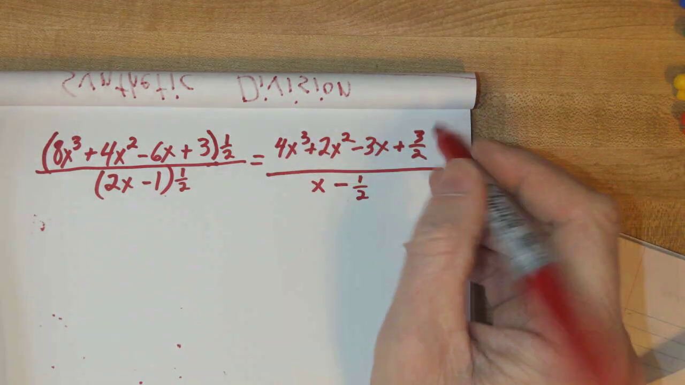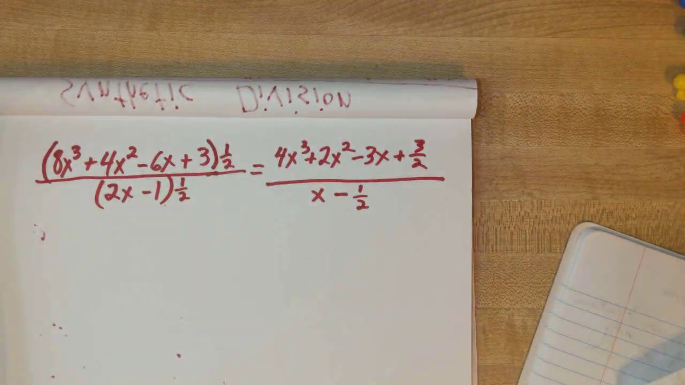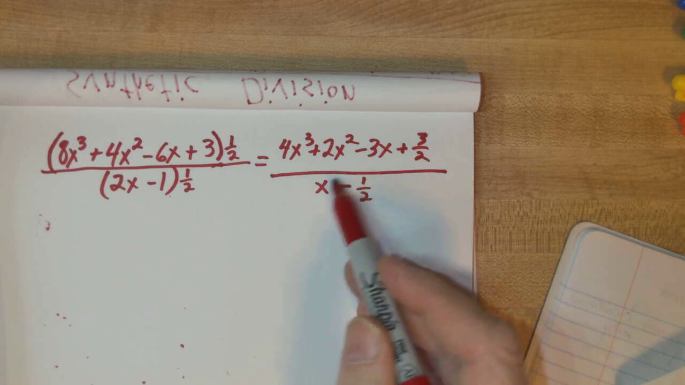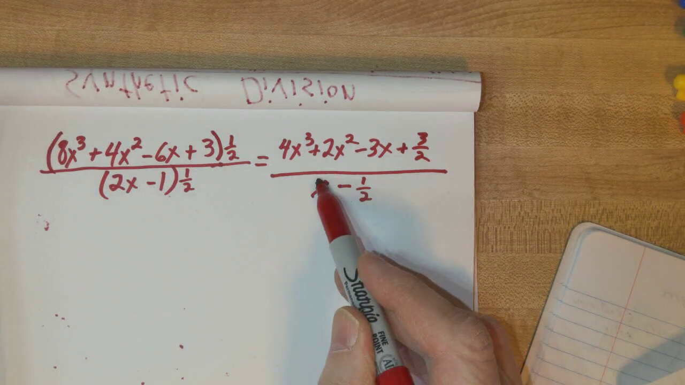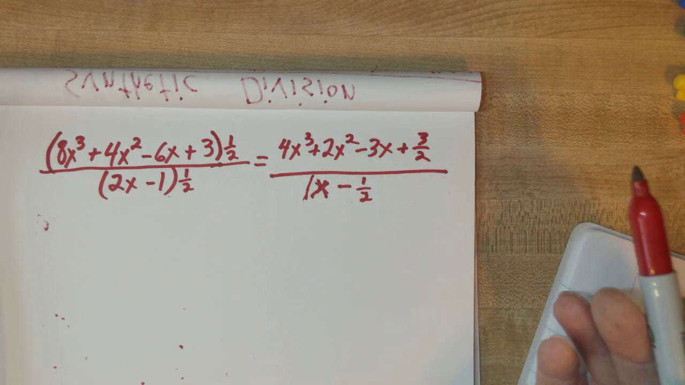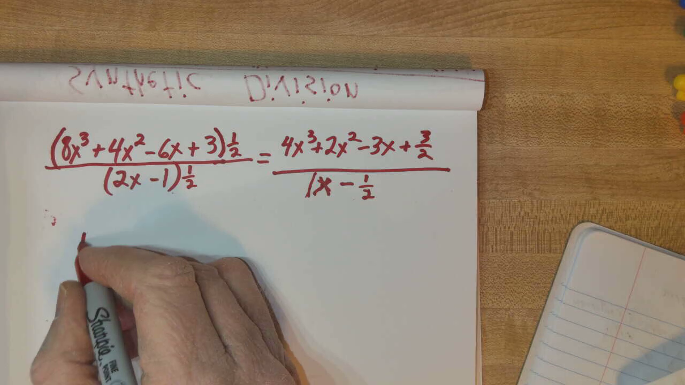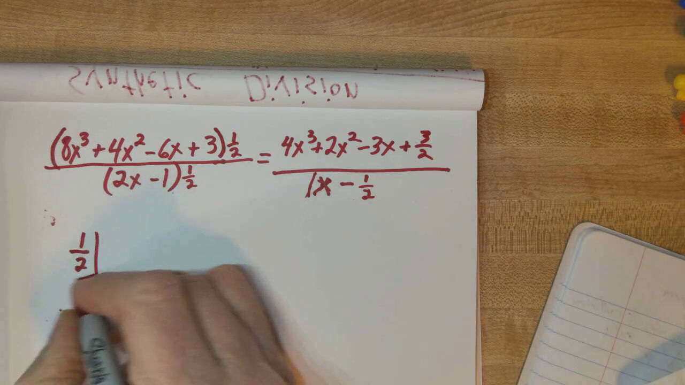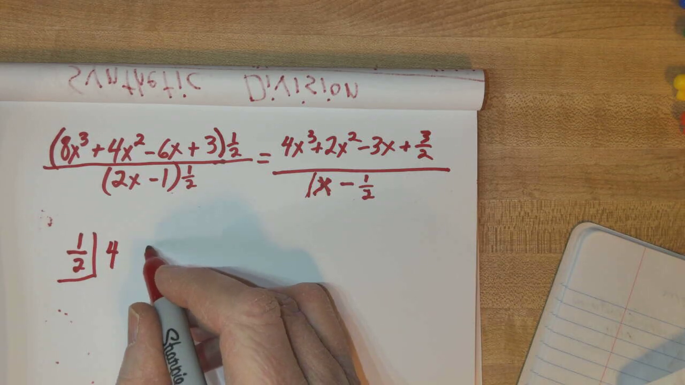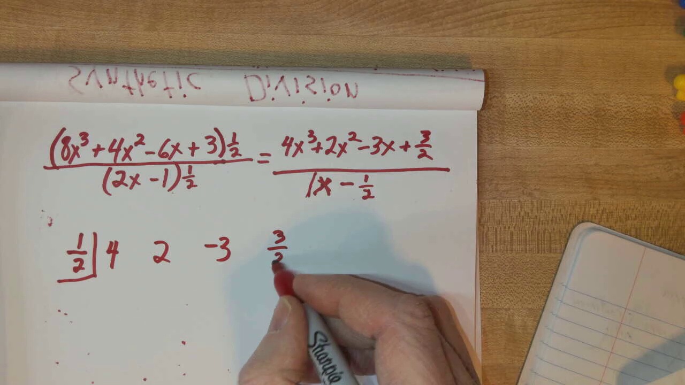So this division problem is going to have the same quotient as this division problem. So now it's set up when the degree has to be 1, but also the coefficient of x has to be 1. So I'm going to put positive 1/2 in the box, and I'll put 4, 2, negative 3, and 3/2.